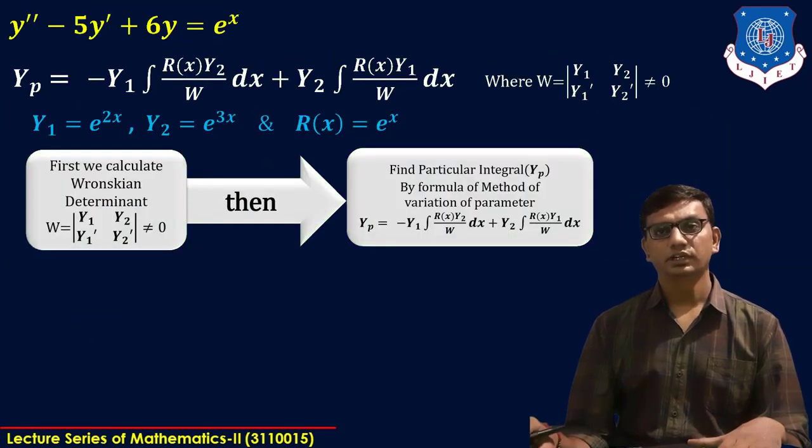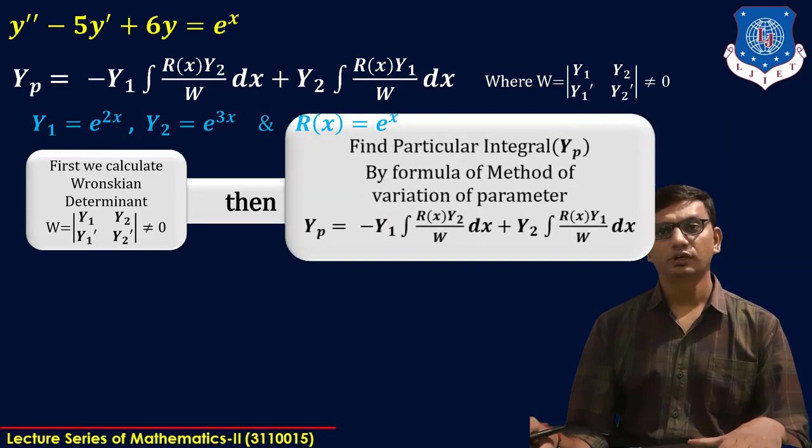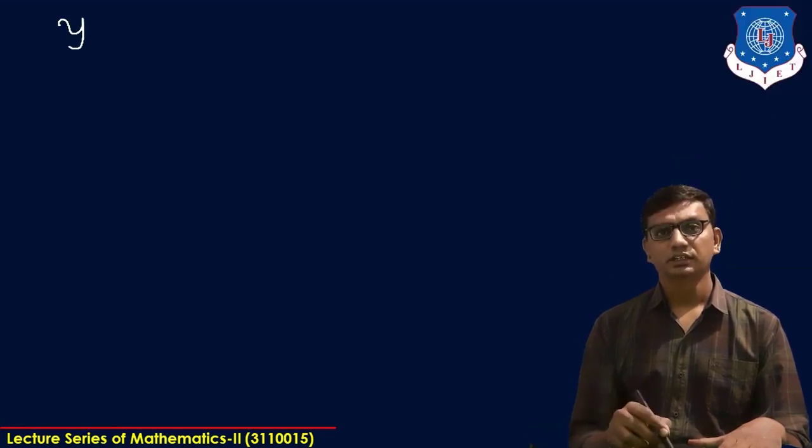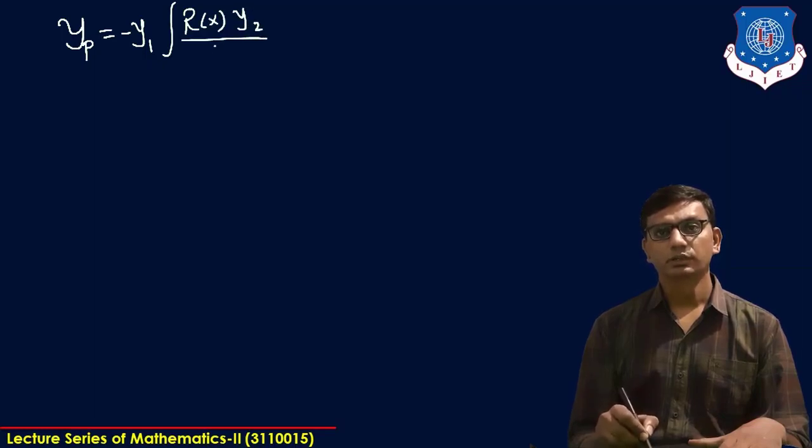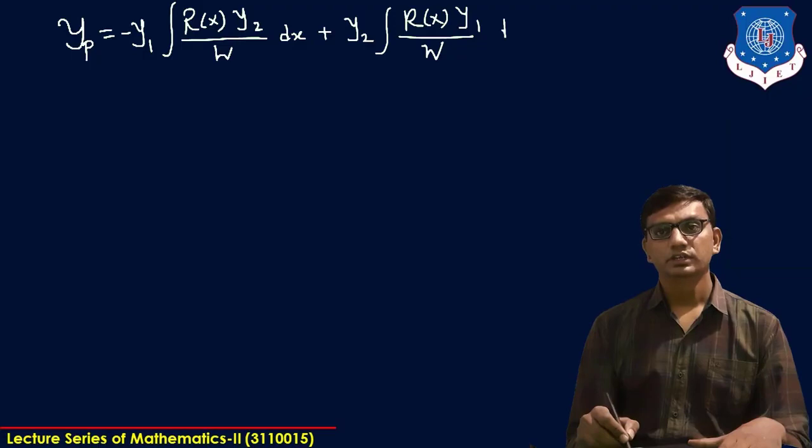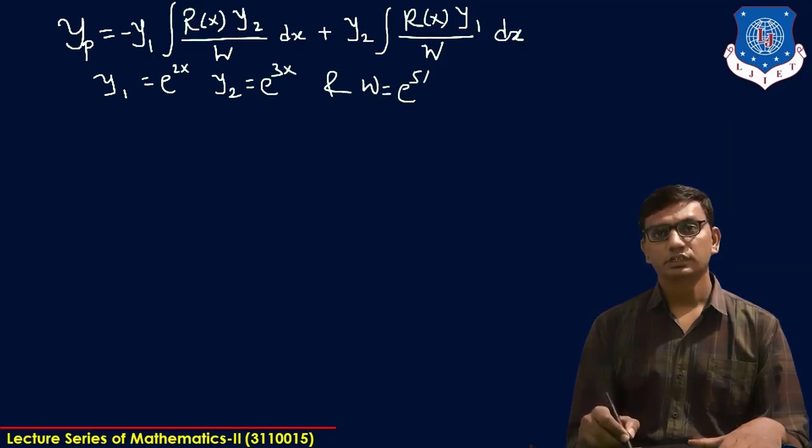Now we calculate yp by the method of variation of parameters. This is the formula for it, and now we calculate it. Here yp equal to minus y1 integration of Rx y2 upon W, where W is the Wronskian determinant, dx, plus y2 integration of Rx y1 upon W dx, where y1 equal to e raised to 2x, y2 equal to e raised to 3x, W equal to e raised to 5x, and Rx is e raised to x.